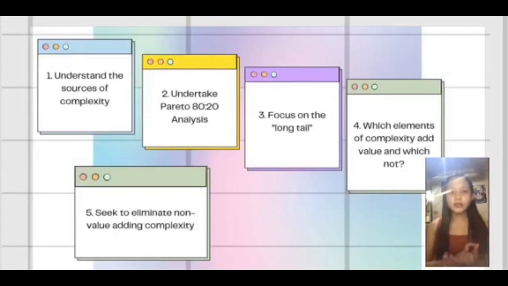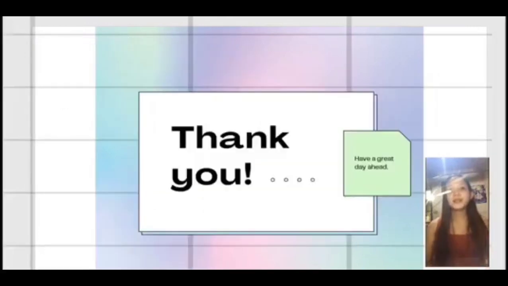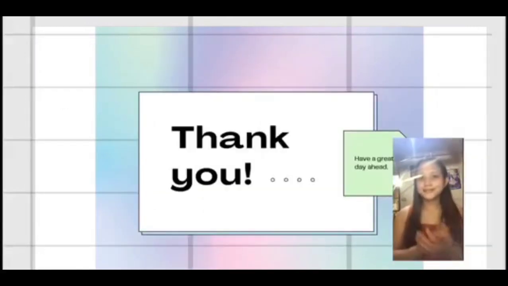And then the next one is to seek to eliminate non-value adding complexity, so as to manage the supply chain complexity and understand where it is coming from, and then to gather information as a starting point of identifying the sources of complexity. So that's all. Thank you.